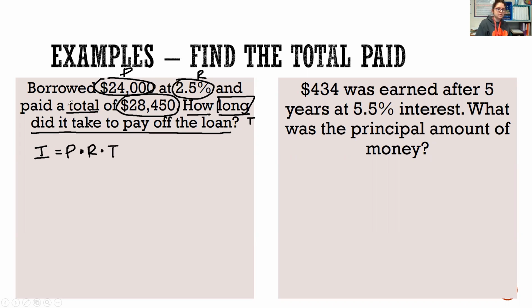However, I have been given my total, and I know that total equals my principal plus my interest. So by solving our total, we can then find our interest and then find how long it took to pay off our loan. So our total is $28,450, which equals $24,000 plus my interest. I'm going to undo this addition with subtraction.